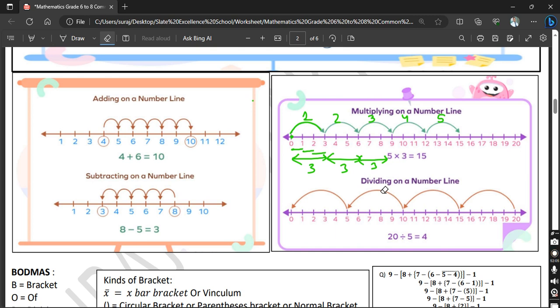So how many numbers are there? That many jumps they will take directly, and how many times? So here it is already written that we need to jump 5 times.